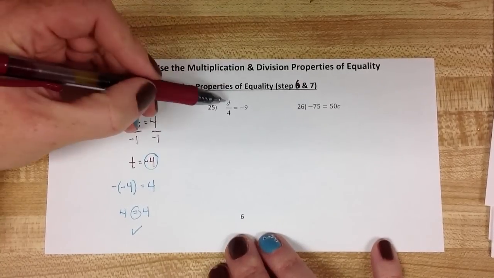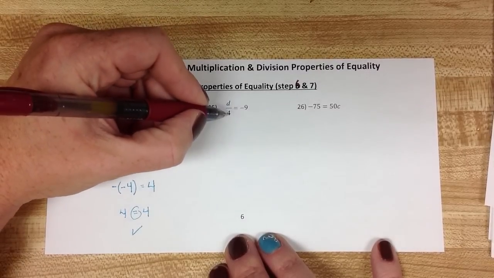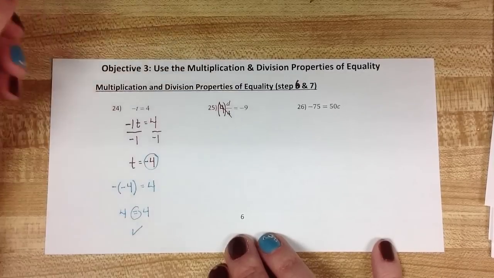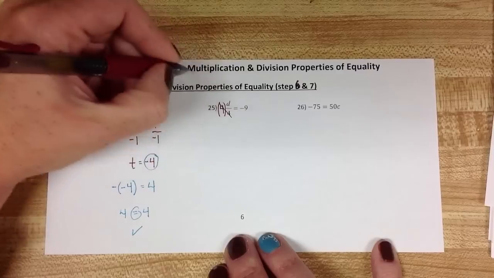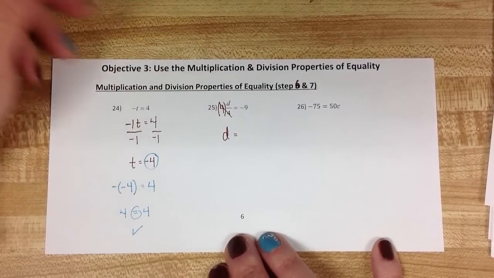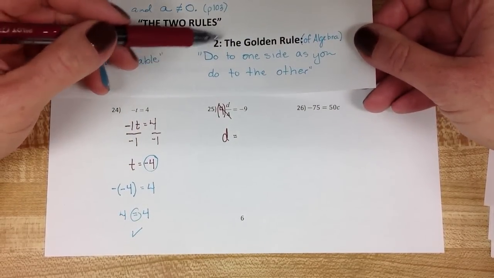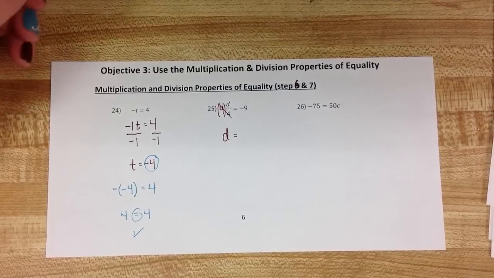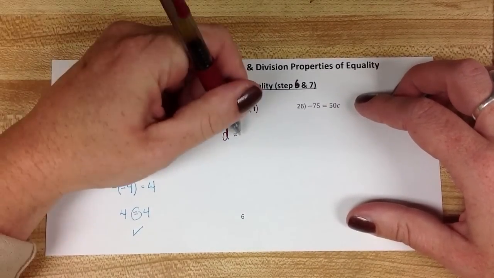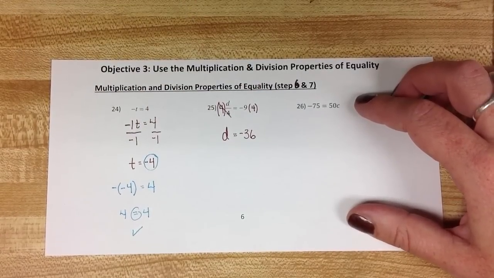In this next problem, I have my variable getting divided by a 4. Well, the way that I can get rid of a divided 4 is by multiplying by 4. Multiplying by 4 will get the 4's to go away and leave me with just a d on the right side. But the golden rule says if I do something to one side of my equation, I need to do the same thing on the other side. So I'm also going to multiply the right side of the equation by 4. And that's going to give me a -36 on the right side.